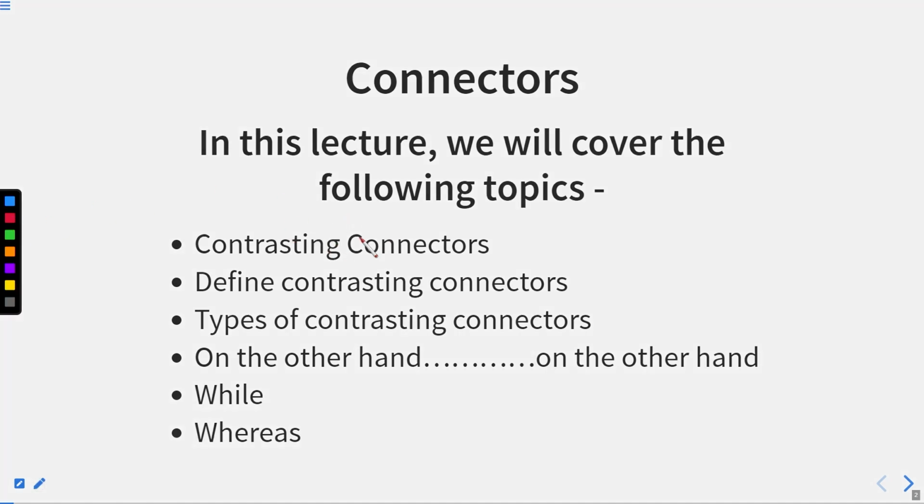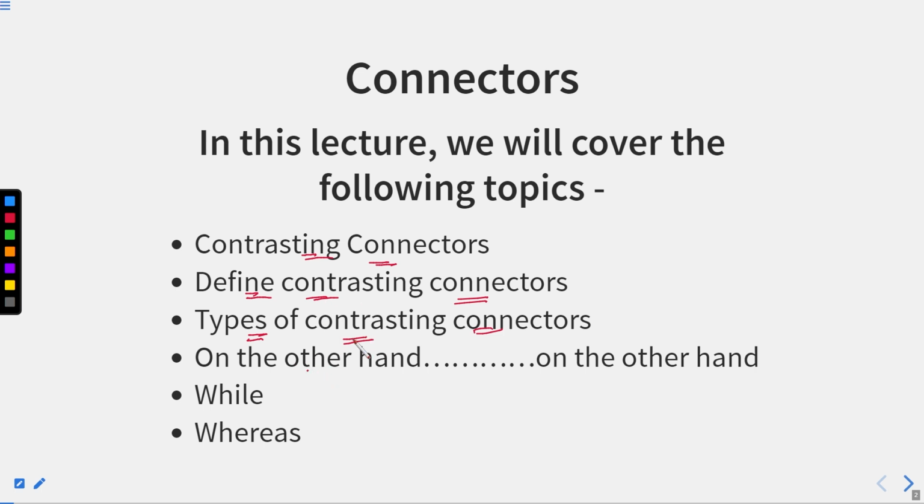In this session, we are going to cover contrasting connectors. As you know well that in all these sessions, we have been learning connectors. So, in this session, I'm going to discuss with you the contrasting connectors. After that, we'll define contrasting connectors. It means we'll have an introduction of contrasting connectors. After that, we'll discuss types of contrasting connectors.